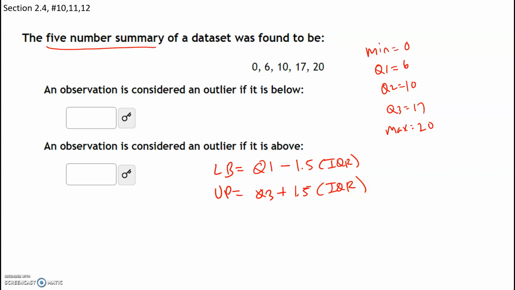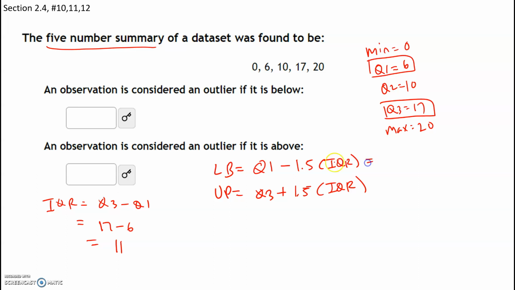So what is the IQR? The IQR is given by the formula Q3 minus Q1. So in our case, Q3 is 17 and Q1 is 6. Which means our IQR is going to be 11. Okay, now let's go ahead and find the lower bound. Our lower bound is going to be Q1, which is 6, minus 1.5 times IQR, which is 11.